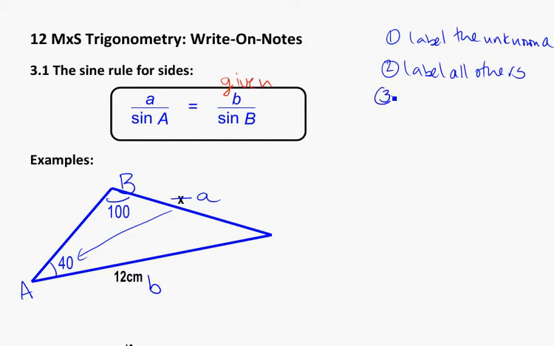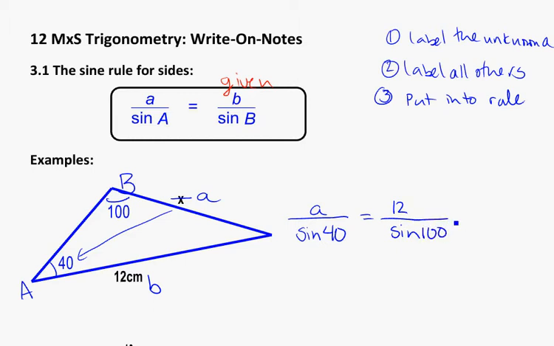Step number 3 will be to put into the rule. Now here, if we go ahead and put it into our rule, we're going to have little a over sine of big A, which is 40, is equal to little b, which is 12, over sine of big B, which is 100. And that's actually putting it straight into the formula.